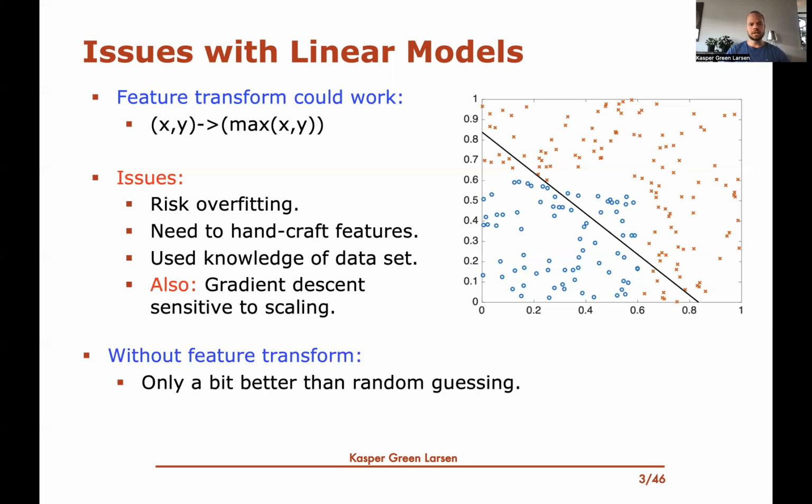But the next observation is that if I just train a linear model without doing any feature transforms whatsoever, then it's doing a little bit better than guessing. It's not completely horrible, but it's just not great. So it's a little bit better than random guessing in the classes. Say it predicts blue below the line and red above it, it's going to get more than 50% of the training data correctly. And this is close to what has been defined as a weak learner.